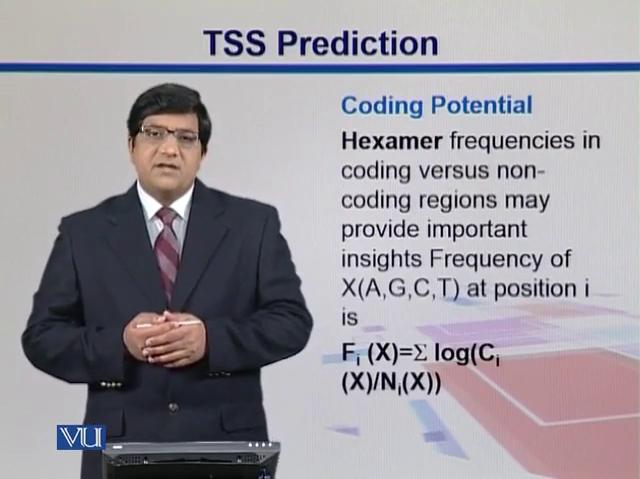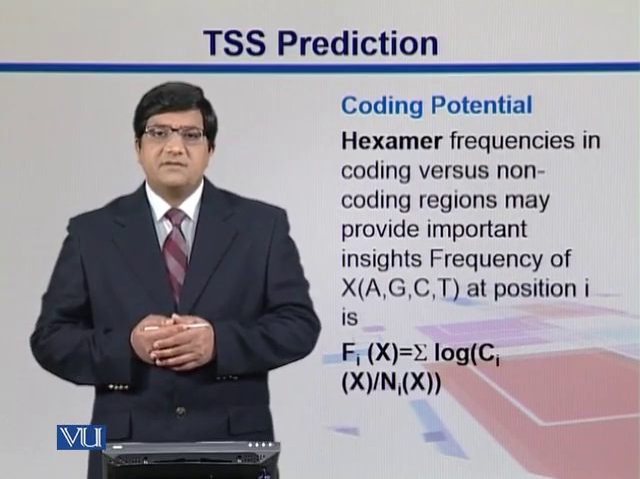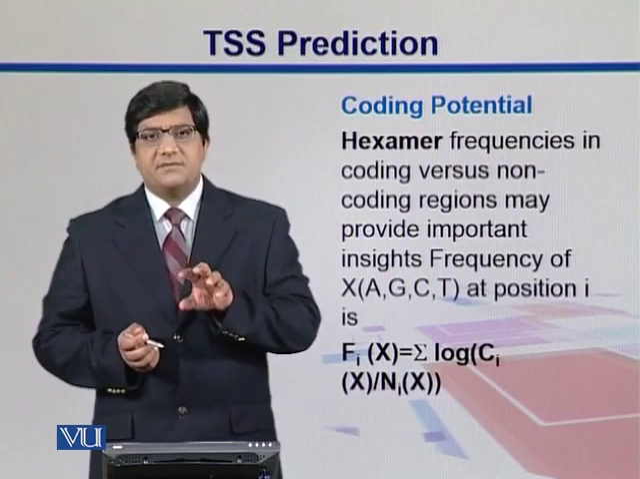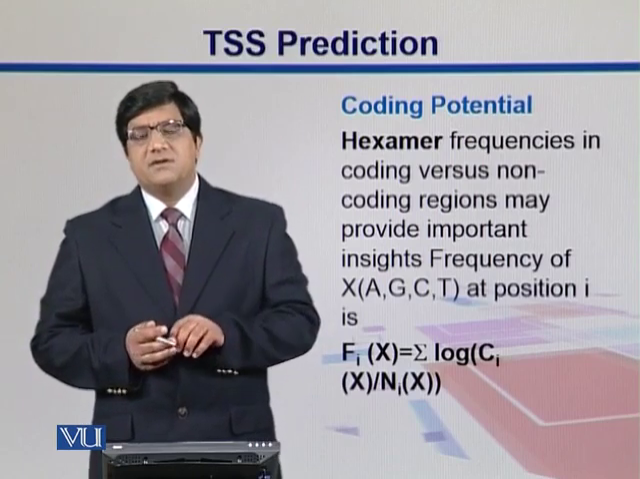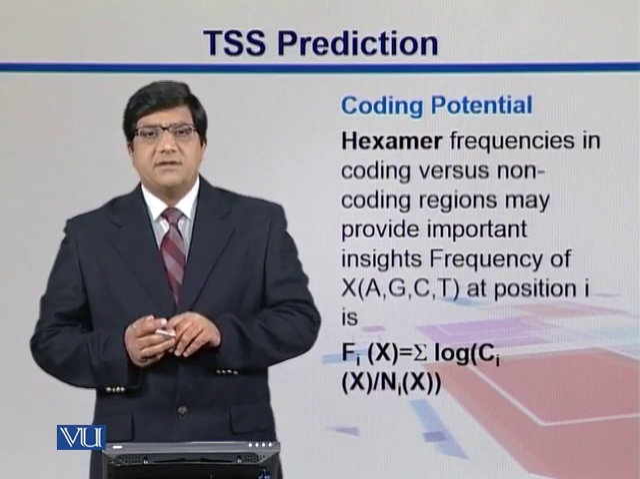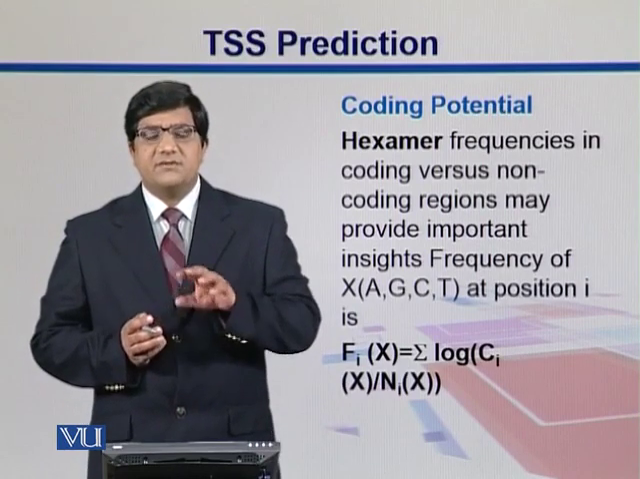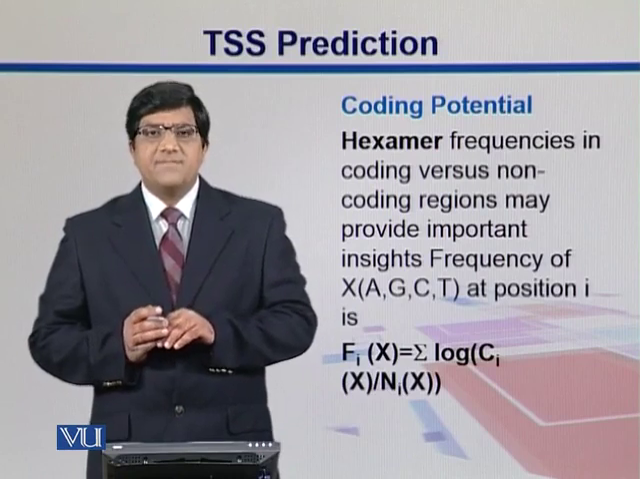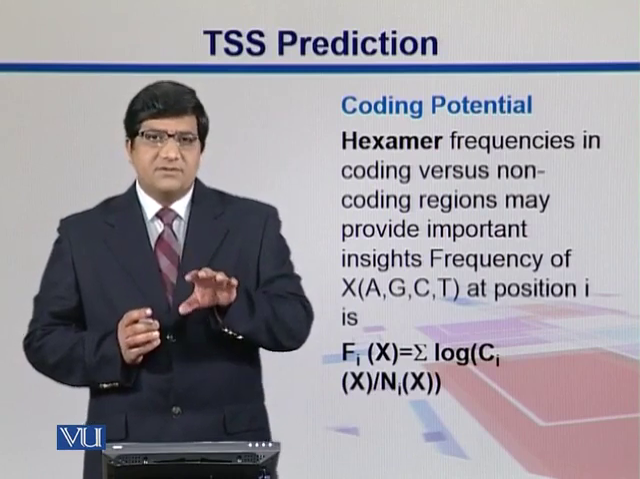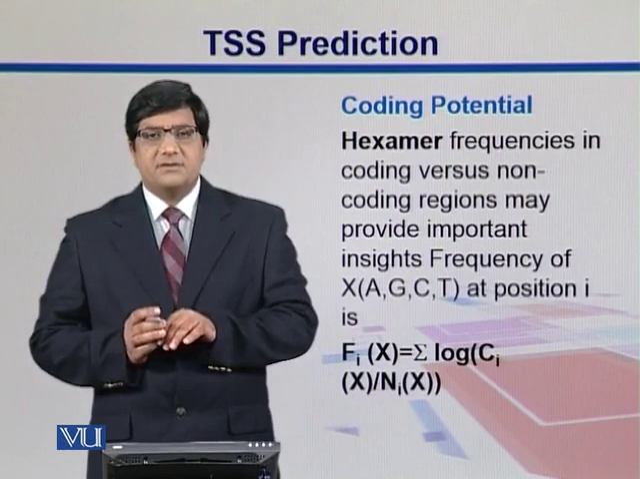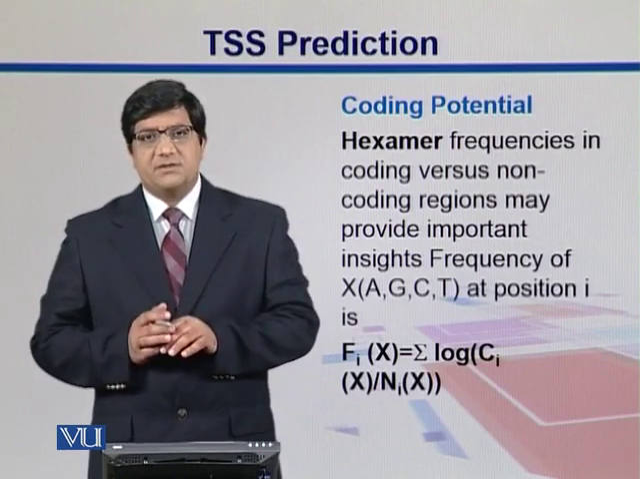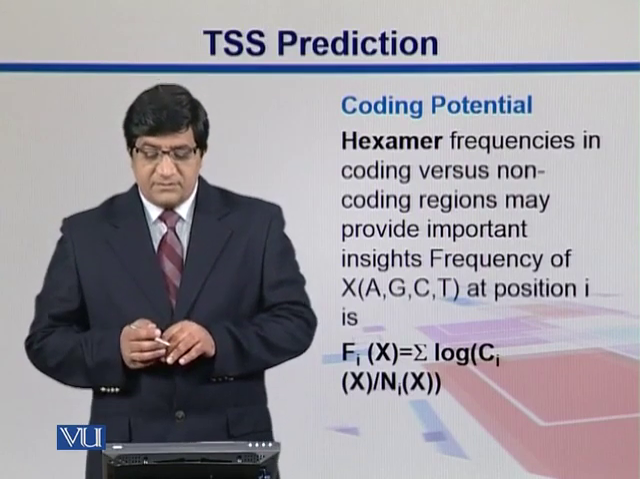For this, since these TSS are present as triplet codons, we can take hexamer frequencies from all those sequences, and then on those hexamer frequencies we can observe which hexamers are present around those particular TSS. So this is how we do that.